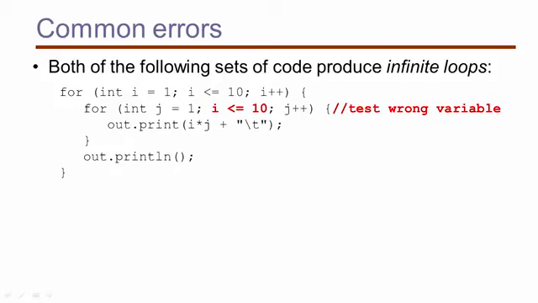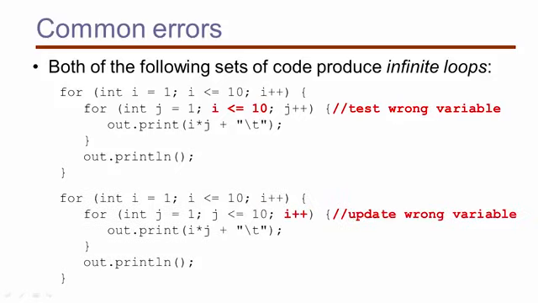an infinite loop. The second common error is updating the wrong loop counter in the inner loop. In this example, the inner loop is testing the inner loop counter variable j, but is updating the outer loop counter variable i. Since the inner loop counter variable j is not updated, this will also result in an infinite loop.